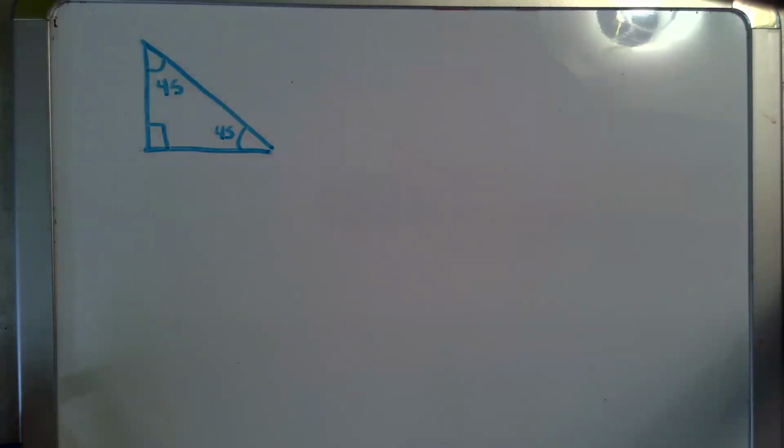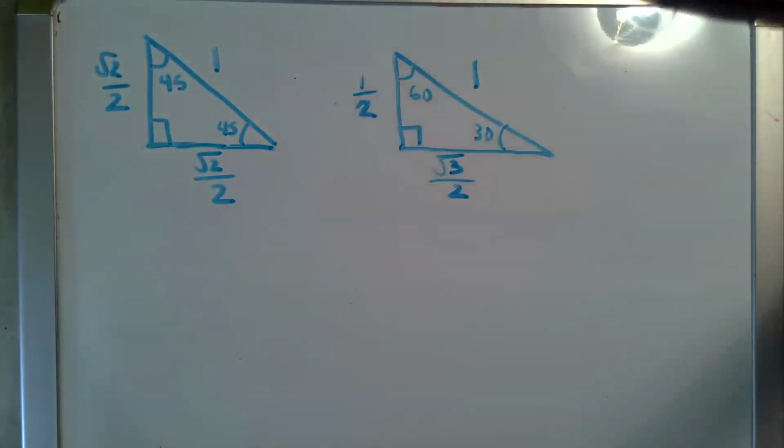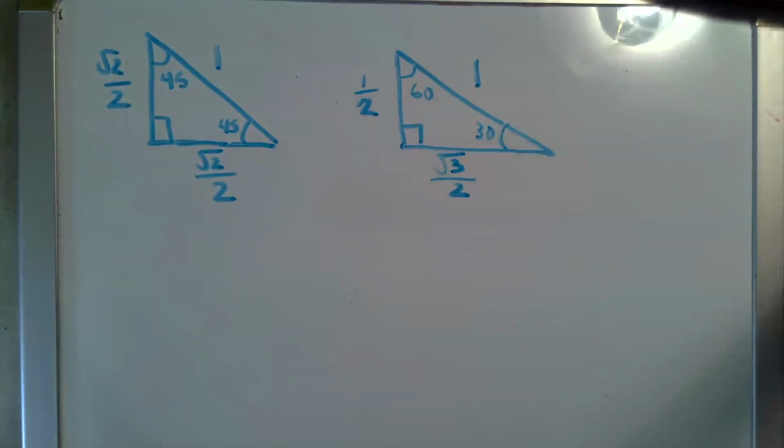To create a unit circle, it's important to first understand two special triangles, the 45-45-90 triangle and the 30-60-90 triangle. If you've never seen these before, go check out this video. It'll explain them more slowly. But assuming that you've seen these before, I'm going to label each of these with a hypotenuse of 1. Okay, so these ratios are what make up our unit circle.